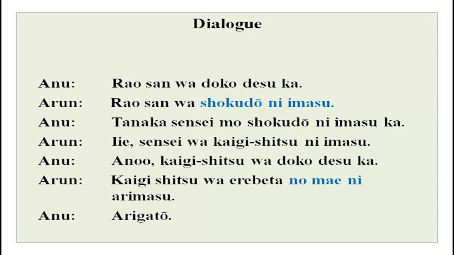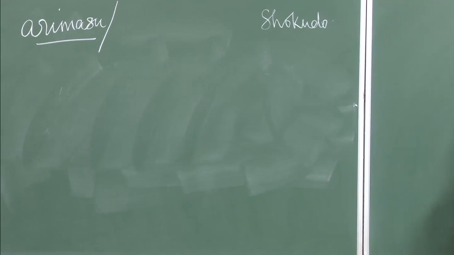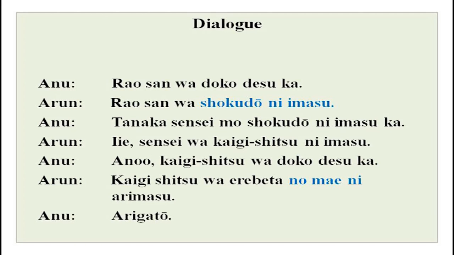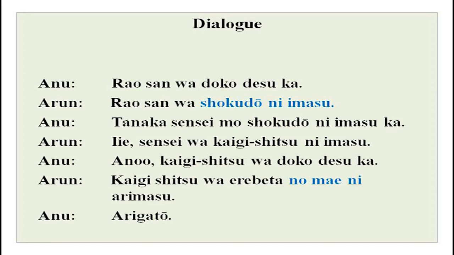Most of it is understood, I am sure. Doko, of course, you know where. Shokudo is the canteen or the dining hall. Shokudo ni imasu. So, person wa, place ni imasu. Imasu is for existence of people, ni is for place, at that particular point or place or location. Tanaka sensei mo shokudo ni imasu ka? Now, question, Tanaka sensei mo, also, shokudo ni imasu ka? Iie, sensei wa kaigishitsu, meeting room or conference room, ni imasu.